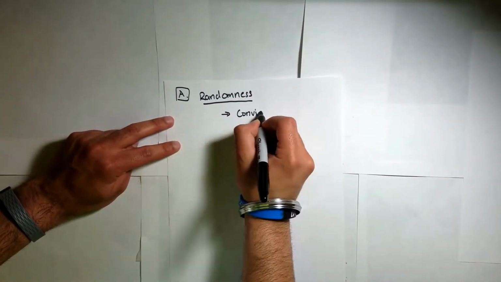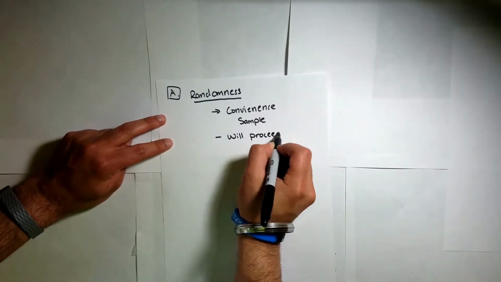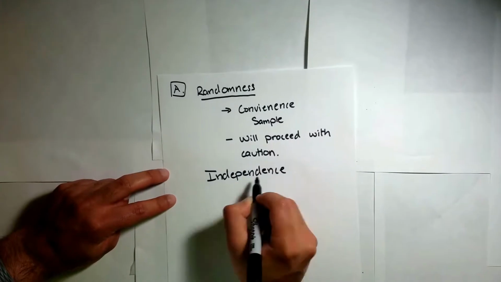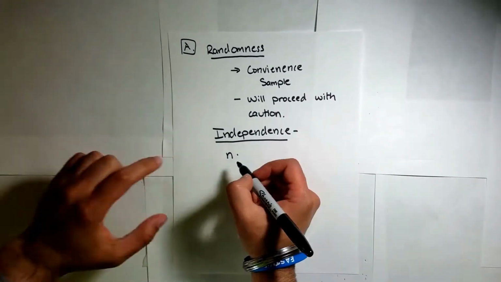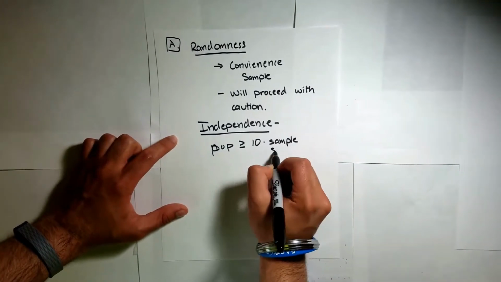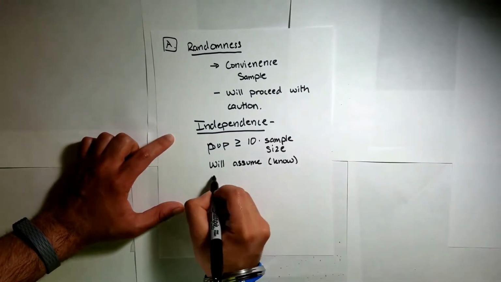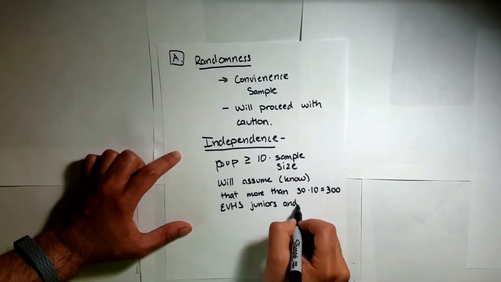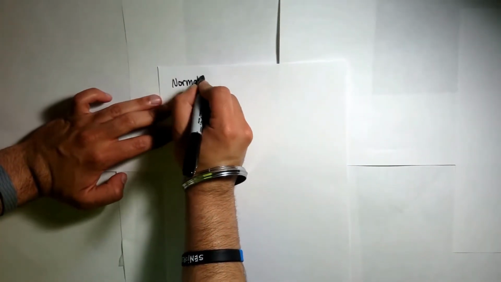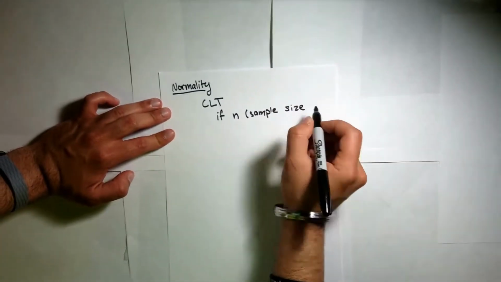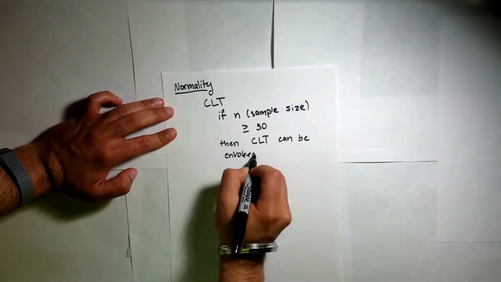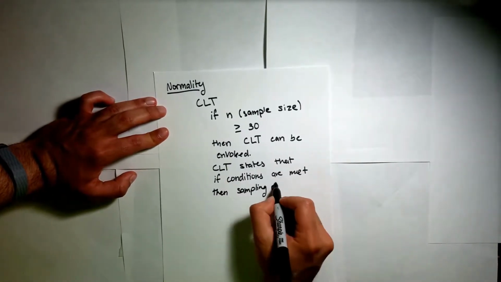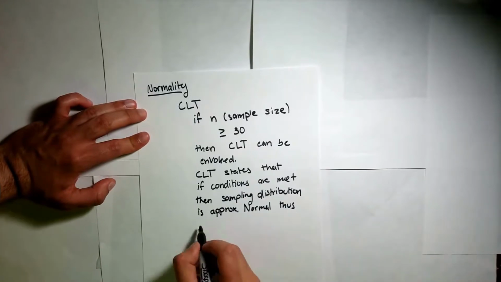So in the A step, we have to check 3 conditions: randomness, independence, and normality. First, since we used a convenience sample, we have to assume randomness. Next, to check independence, we use the 10% condition. Since 10 times 30, our sample size, is less than the total number of EVHS students, we know that we have independence. Next, invoking the CLT, since our sample size is greater than or equal to 30, our sampling distribution is approximately normal, and since we have checked all 3 conditions, we can use t procedures.